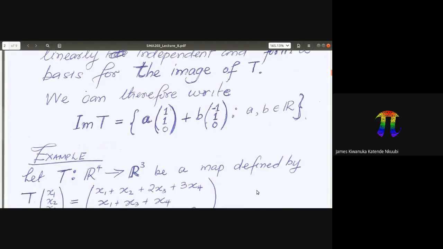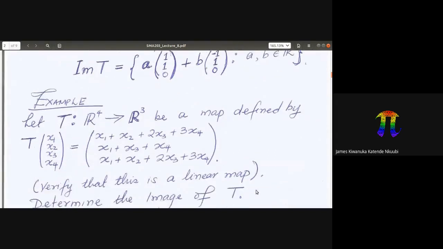So we have the next one here. This one is a little bigger. It has more interesting equations in here, R4 to R3. That's the map. So this is a linear map. You can verify in your own time that it's linear. The question at hand is to determine the image of the map.